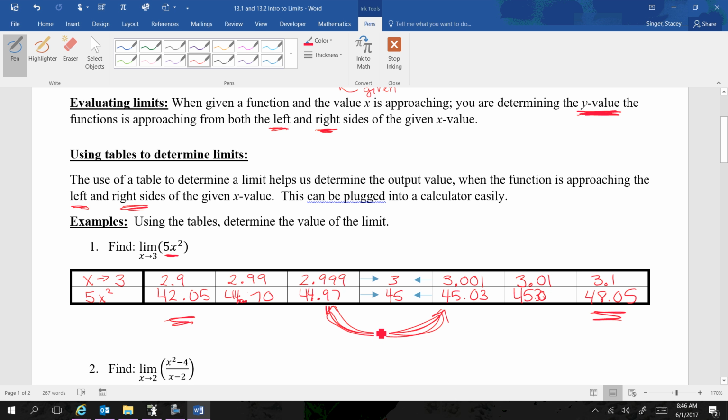Okay? So if it's not something that you could determine, then you need to make your decimal even smaller. So it'd be 2.9999, so 4 nines, if you can't determine what it is. Okay? Does that make sense?